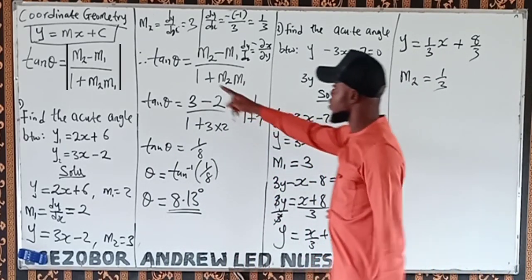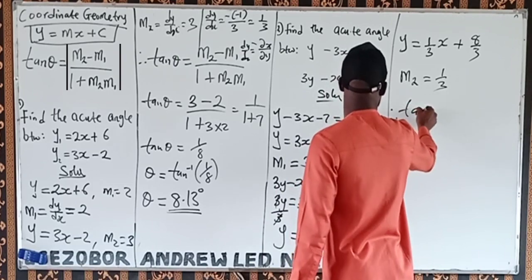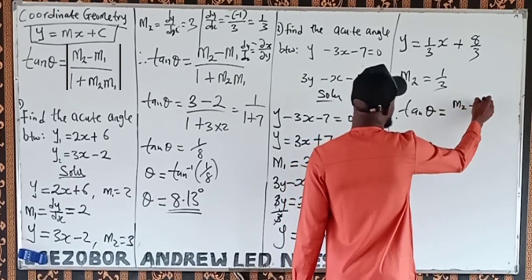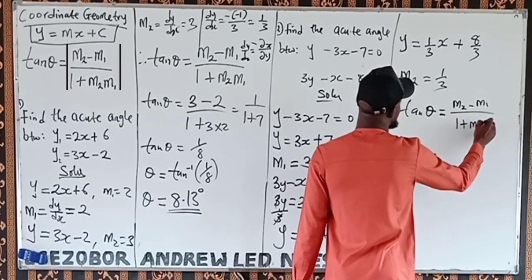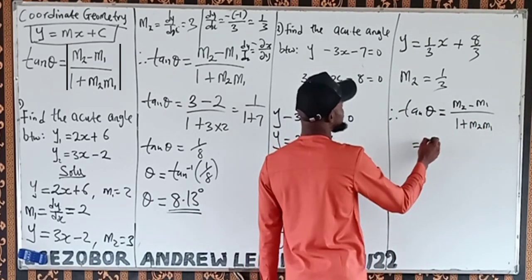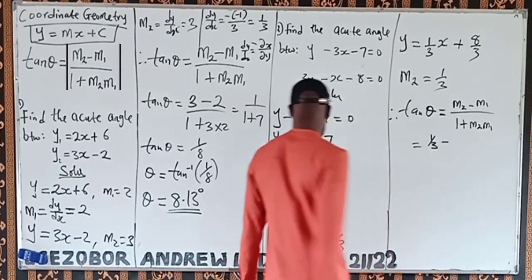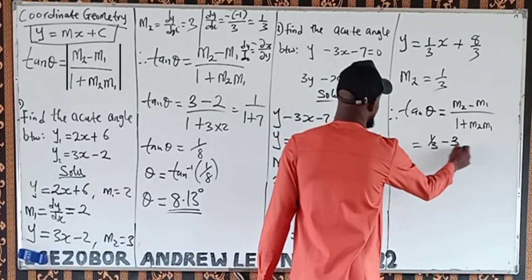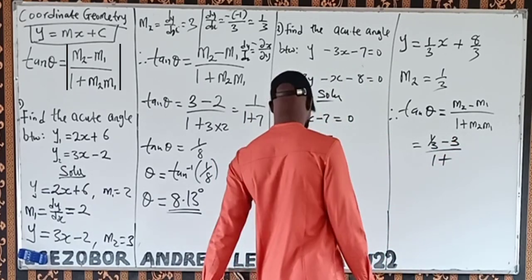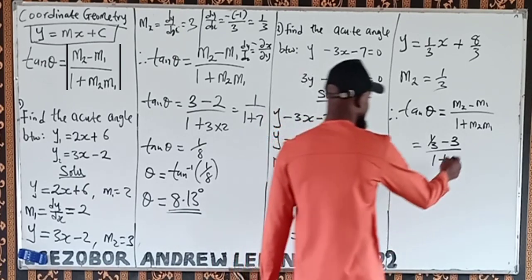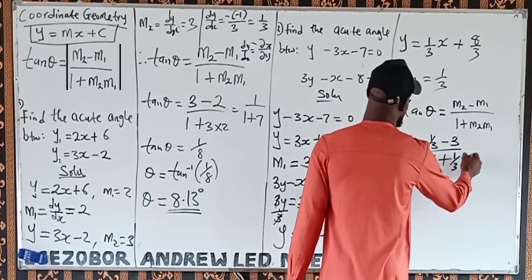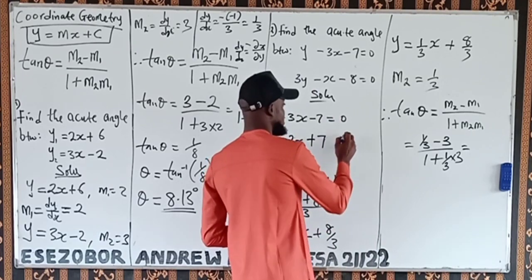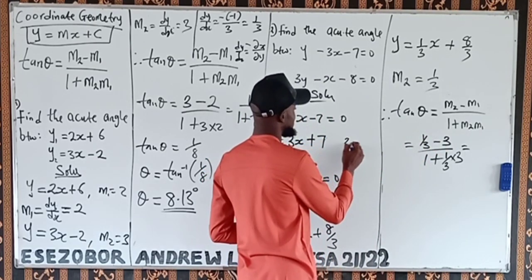So next, we will state that, therefore, tan theta will be equal to m2 minus m1 all over 1 plus m1 m2. That will give us m2 is 1 over 3 minus m1. What is m1? m1 is 3, all over 1 plus 1 over 3 times 3. That will give us 1 over 3 minus 3. I just solve this with a calculator. 1 over 3 minus 3. That's 3 minus 1 over 3.